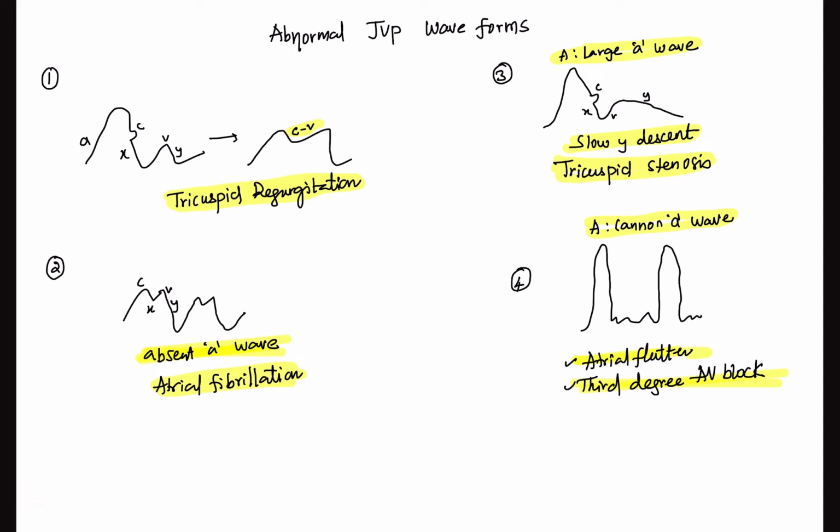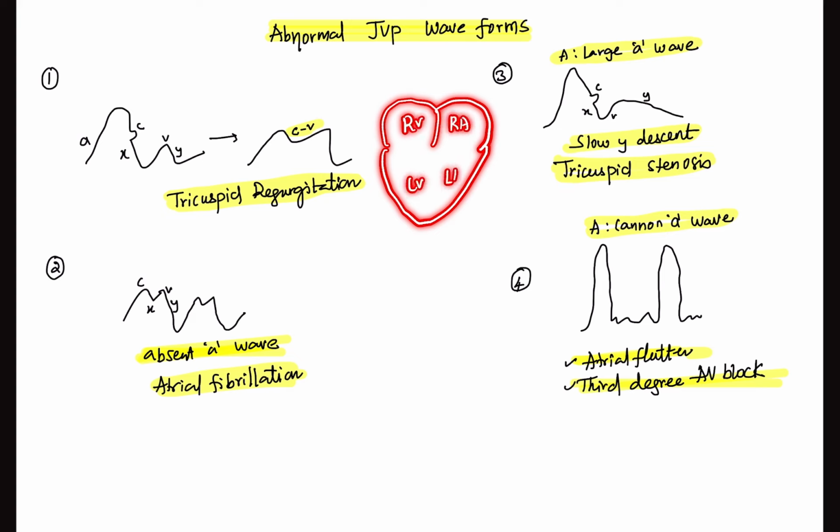So we're done with the major introductory part. Now let's slowly get into the abnormal JVP forms that we usually see. As I already told you, you have a normal waveform, ACXVY. But let's take a hypothetical scenario. This is the right ventricle, this is the right atrium, this is the left ventricle, and this is the left atrium. You have a tricuspid regurgitation condition. That means during ventricular systole, the tricuspid valve is supposed to be closed, and right ventricular diastole is happening.